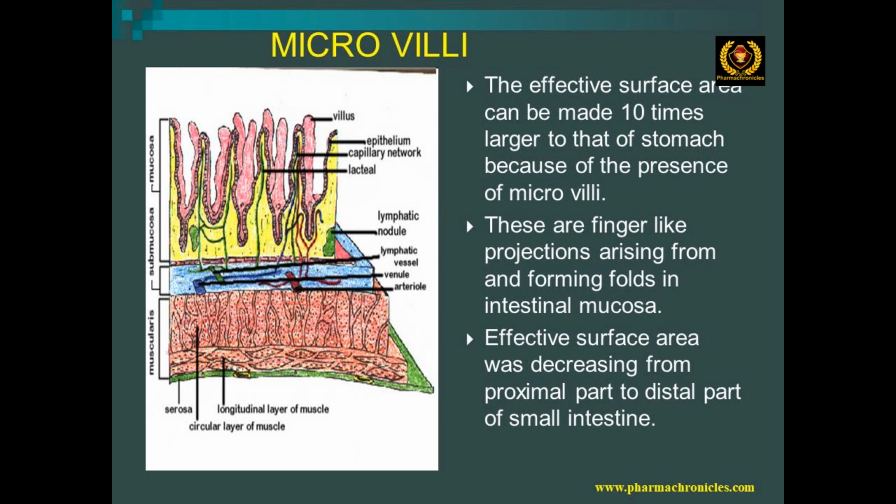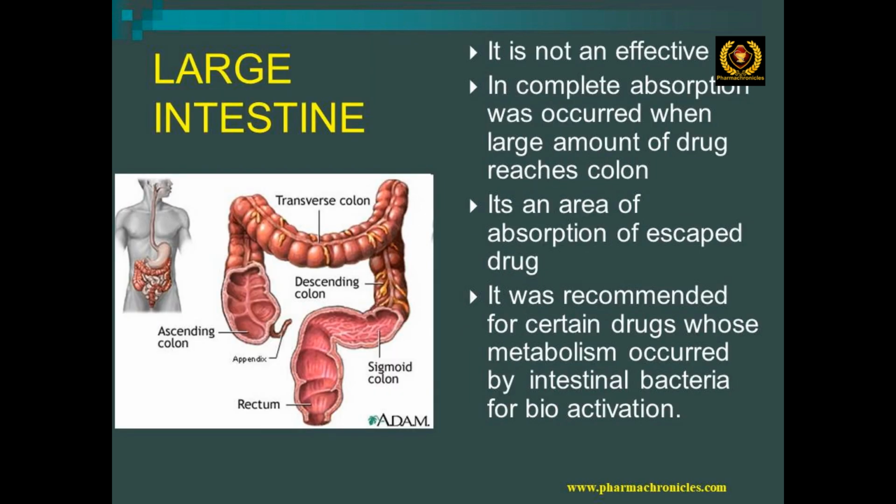The effective surface area can be made 10 times larger than that of the stomach because of the presence of microvilli. These are finger-like projections arising from and forming folds in the intestinal mucosa. Effective surface area decreases from the proximal part to the distal part of the small intestine. Large intestine. It is not an effective site. Incomplete absorption occurs when a large amount of drug reaches the colon. It is an area of absorption of escaped drug. It is recommended for certain drugs whose bioactivation occurs through metabolism by intestinal bacteria.